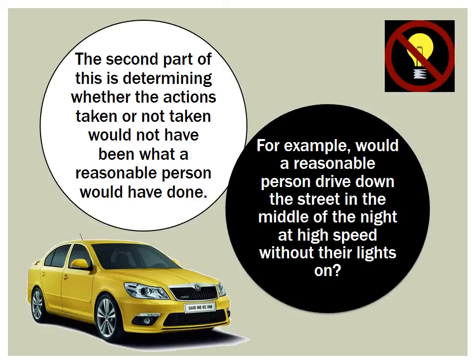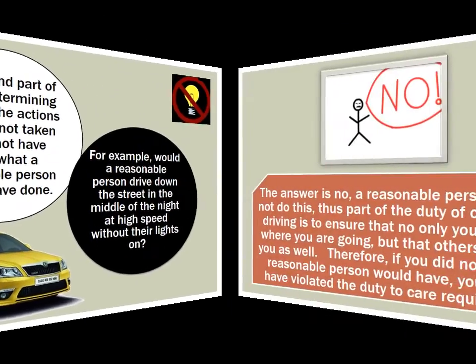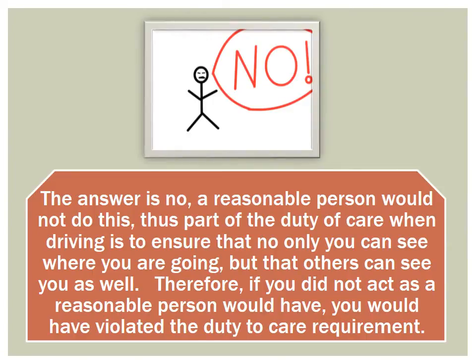The second part of this is determining whether the actions taken or not taken would not have been what a reasonable person would have done. For example, would a reasonable person drive down the street in the middle of the night at high speed without their lights on? The answer is no. A reasonable person would not do this. Thus, part of the duty of care when driving is to ensure that not only you can see where you are going, but that others can see you as well. Therefore, if you did not act as a reasonable person would have, you would have violated the duty of care requirement.